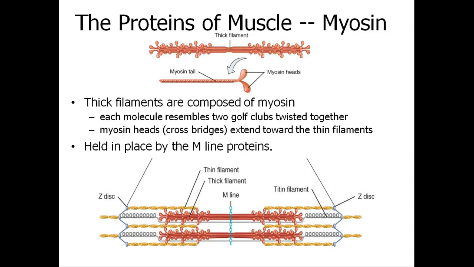Okay, they're held in place by the M-line proteins. So here you've got the M line holding the thick myosin filaments in place. Okay, remember Z discs denoting one sarcomere.